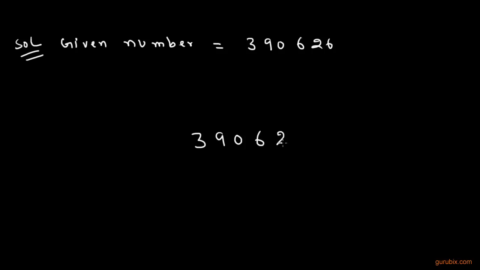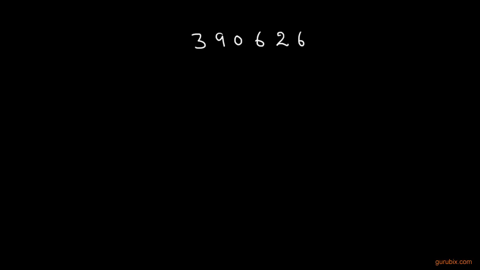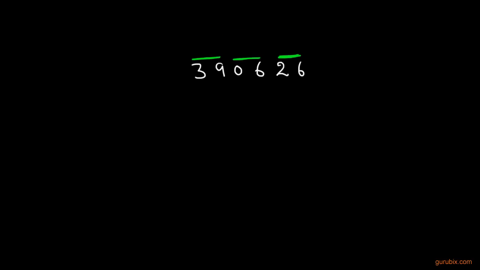First of all, we shall write this number in a proper way, in the middle of the paper. Secondly, we shall place bars over each pair of digits starting from the unit digit. This is the first pair, this is the second pair, and this is the third pair, and no single digit remains here. So we have exactly 3 pairs.